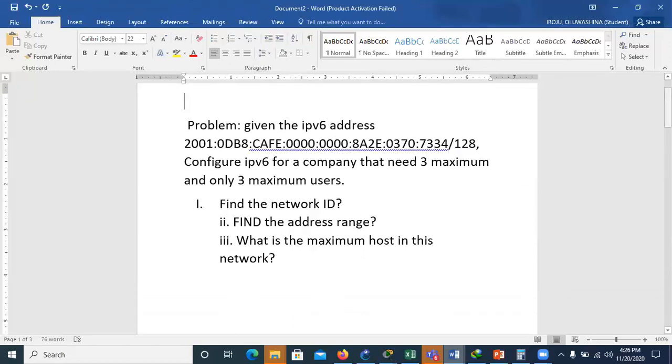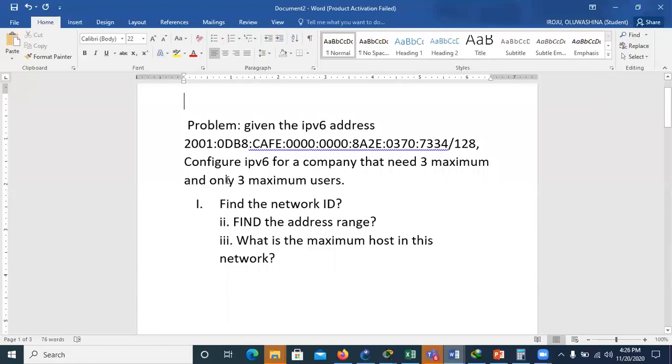The problem is given here. We are given the IPv6 address 2001:db8::/128. Please note, the prefix length is /128. Configure IPv6 for a company that needs 3 maximum and only 3 maximum users.